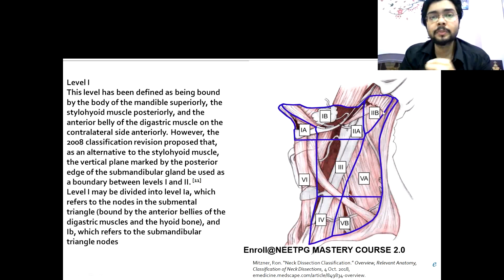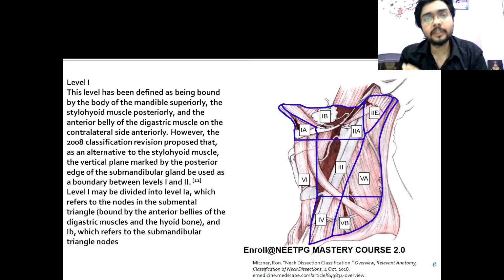So that means if 2B is involved, the extent of disease, the extent of cancer, is more. In a similar way, for oral malignancy, level 5 is rarely involved. Most commonly involved are levels 1, 2, 3 for oral cancer, for tongue cancer. That is why we do supraomohyoid neck dissection for small tongue cancers, where we remove the level 1, 2 and 3 group of lymph nodes. 1, 2 and 3. That is called supraomohyoid neck dissection.